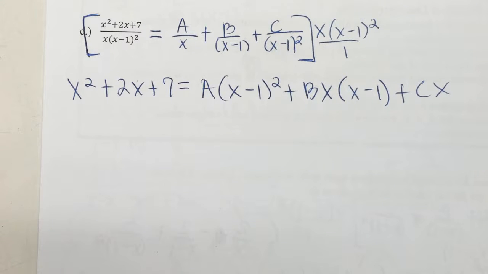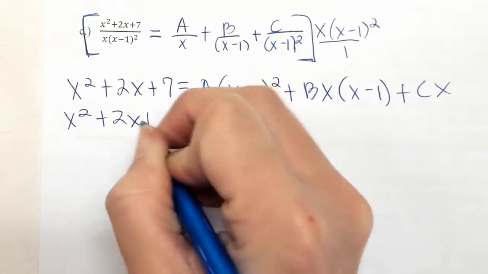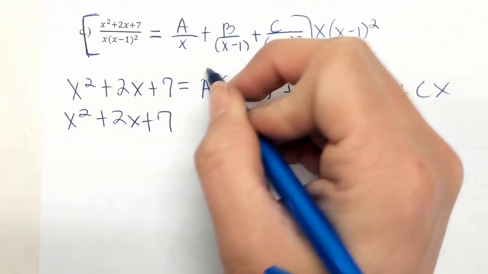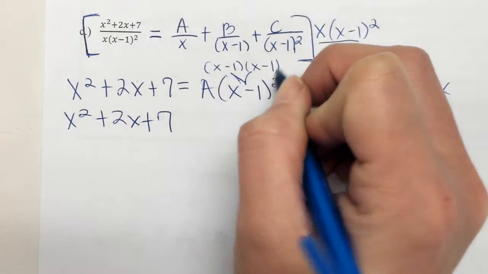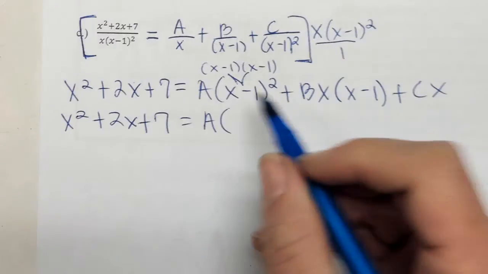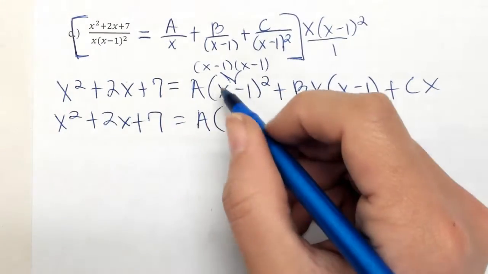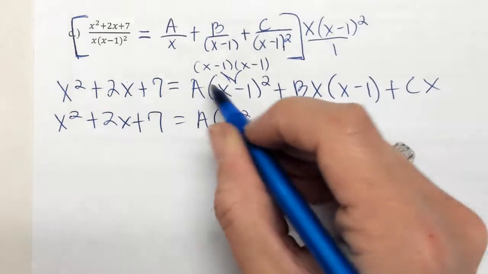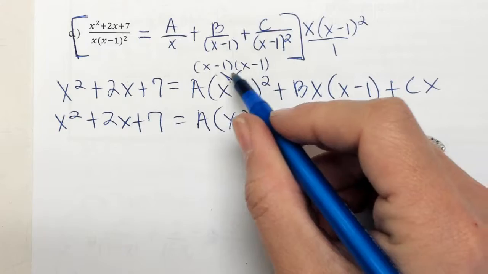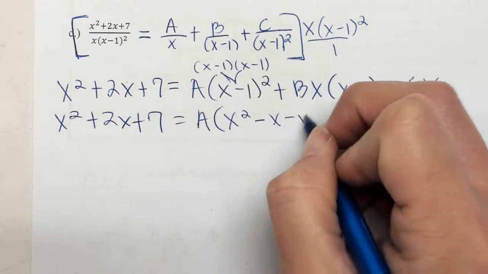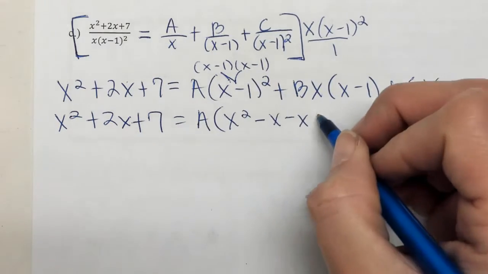Alright. So this side we're not going to change. We're just going to leave it the same. Yes, we have to foil out x minus 1 times x minus 1. So I'm leaving the a on the outside. What's my first term squared? Or what are my first terms multiplied together? x squared. Outer? Inner? Good. Last? Plus 1. Good.